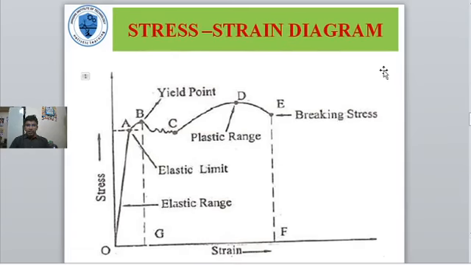Next, we will learn about the stress strain diagram. If you plot the graph between stress and strain, you will get a stress strain diagram. Here you will get a straight line OA, then you will get a change from elastic nature to plastic nature due to increase in stress.